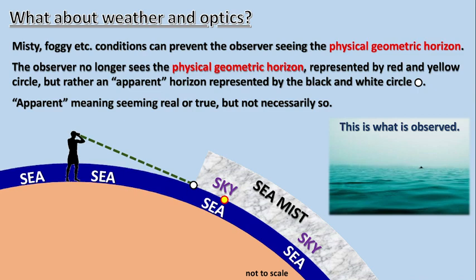What about weather and optics? Misty, foggy, etc. conditions can prevent the observer seeing the physical geometric horizon. The observer no longer sees the physical geometric horizon, represented by red and yellow circle, but rather an apparent horizon, represented by the black and white circle. Apparent meaning seeming real or true, but not necessarily so. This is what is observed.